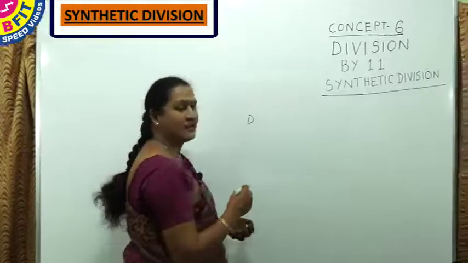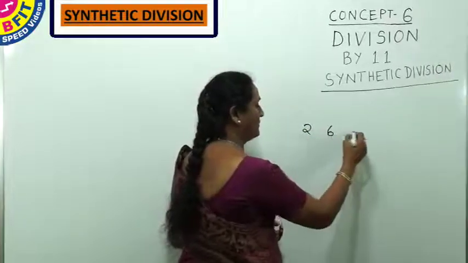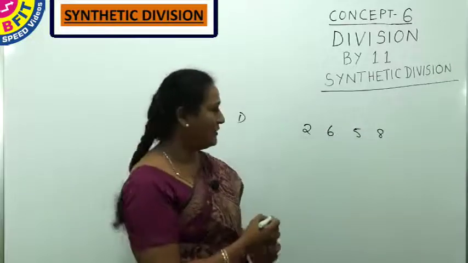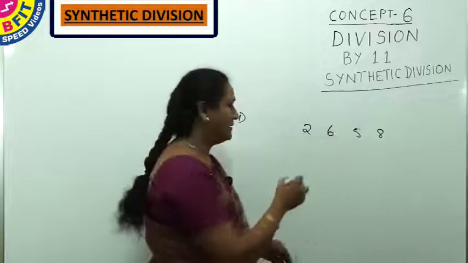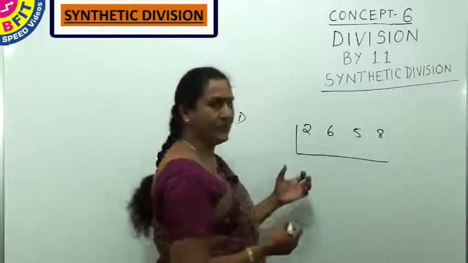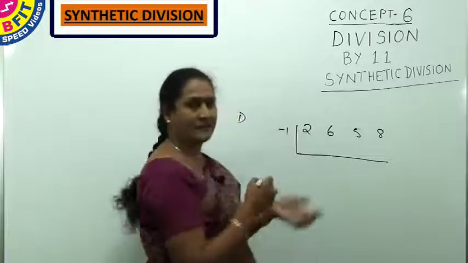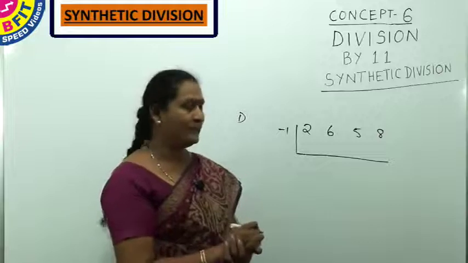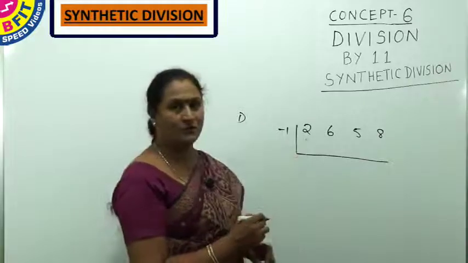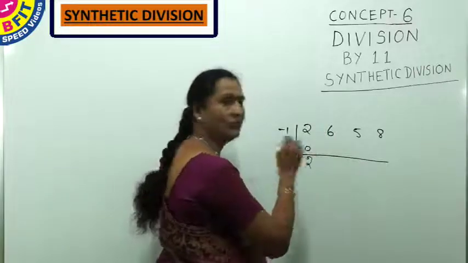So the first question is 2658 divided by 11. When you need to divide 2658 by 11, write these numbers apart and draw an L which contains all these numbers, and write -1 outside this L. And how do we proceed? Write 0 below this 2. Adding 2 and 0, it is 2.